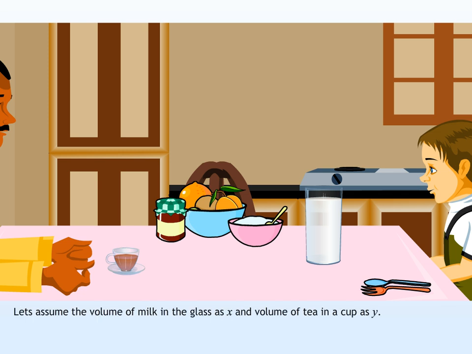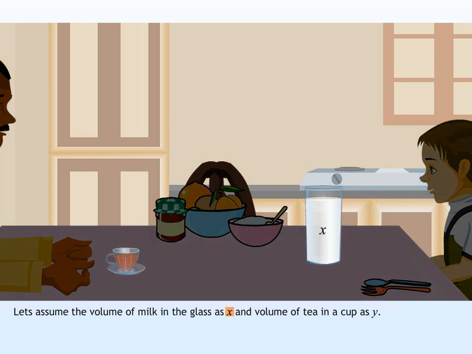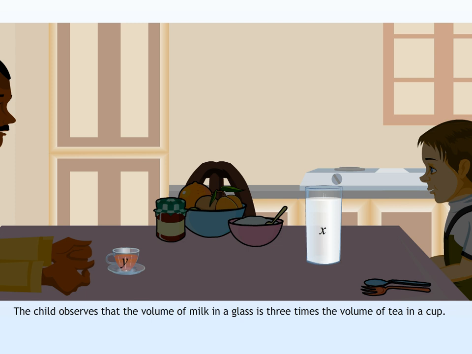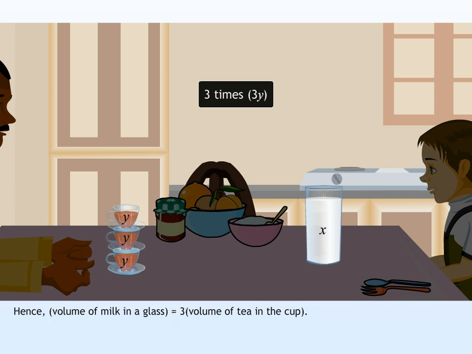Let us assume the volume of milk in a glass as X and volume of tea in a cup as Y. The child observes the volume of milk in a glass is 3 times the volume of tea in the cup. Hence, volume of milk in a glass is equal to 3 times volume of tea in the cup, that is, X equal to 3Y.